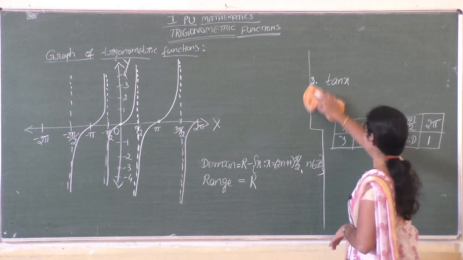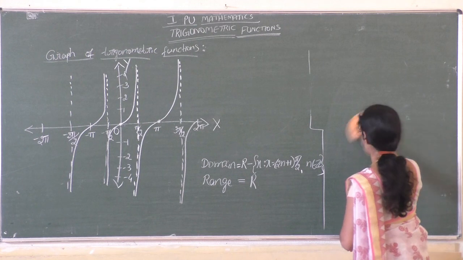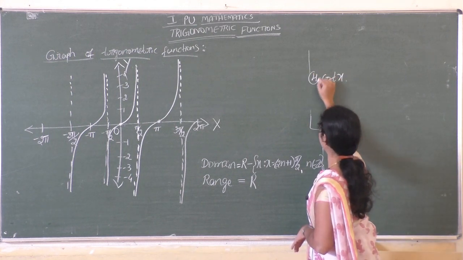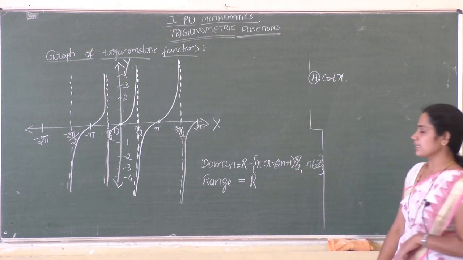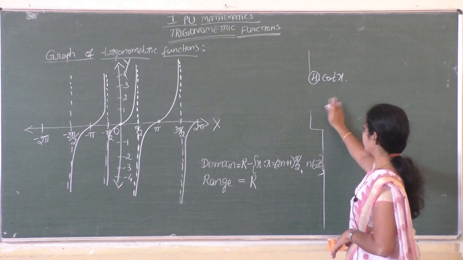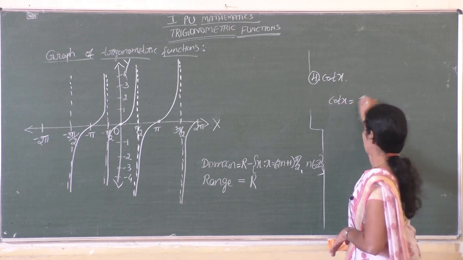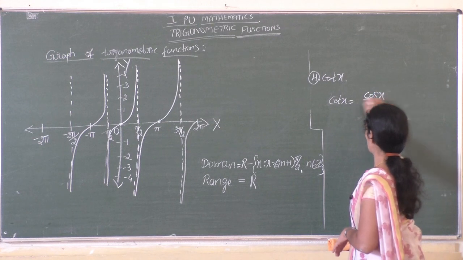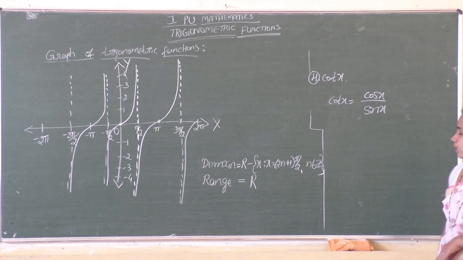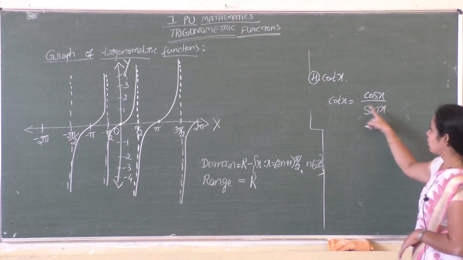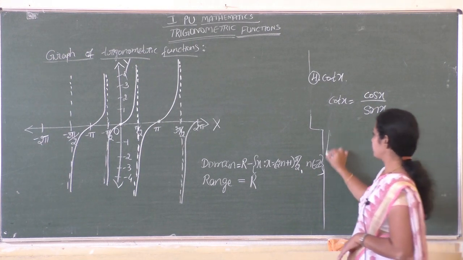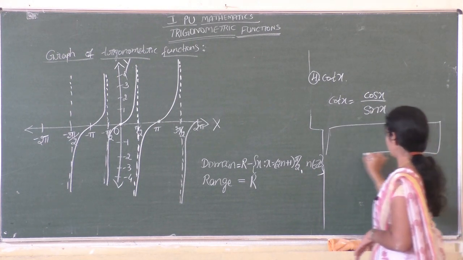Okay, next one, we'll study cot x, that is the reverse. Fourth one is cot x, that is the reverse of tan x. Okay, how can we define cot x? Cos x divided by sin x, correct? Here cot x can be written as cos x by sin x. Let us write the standard values.